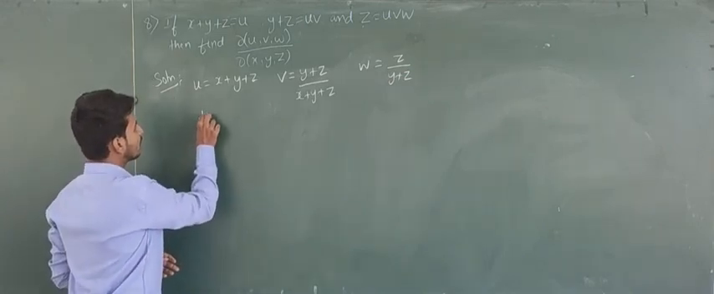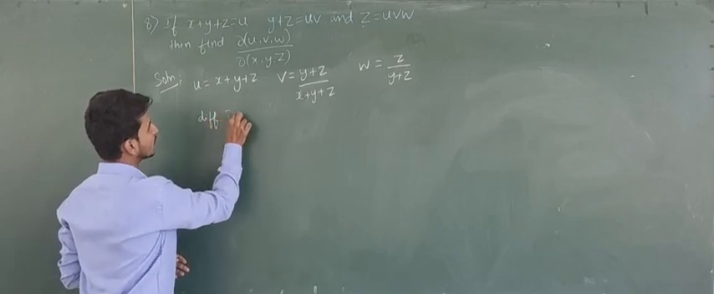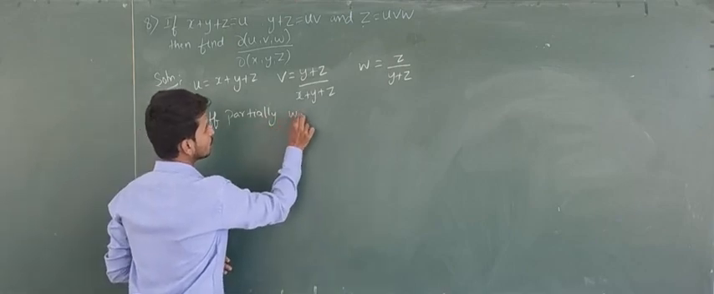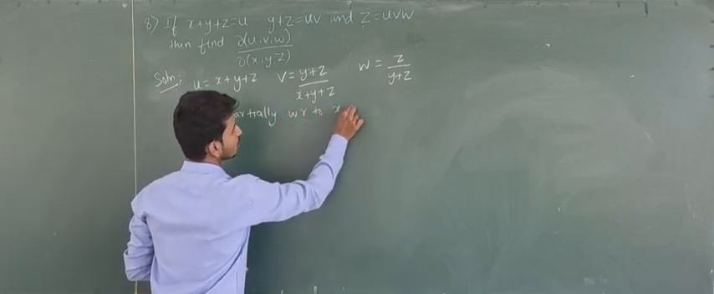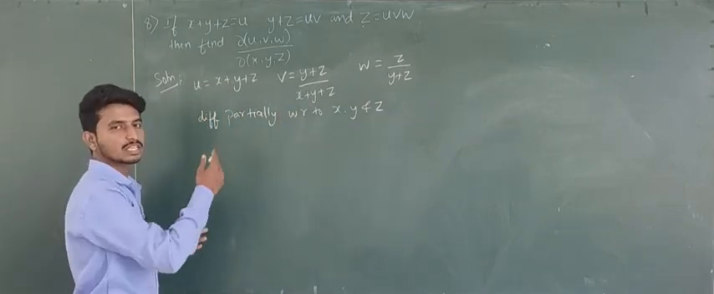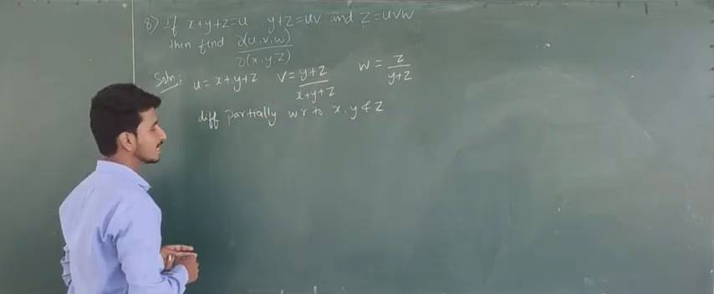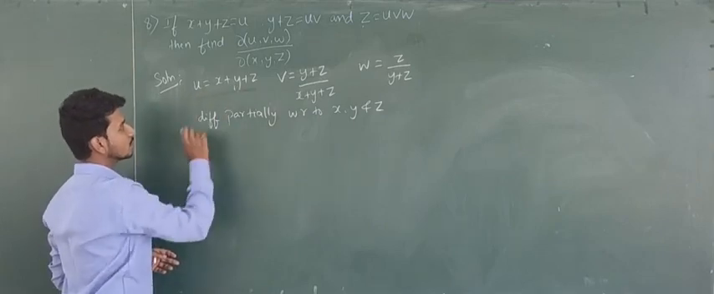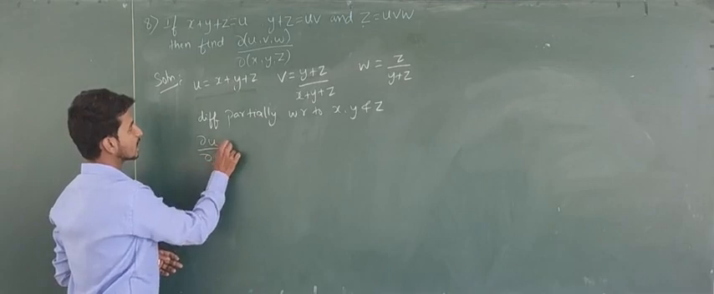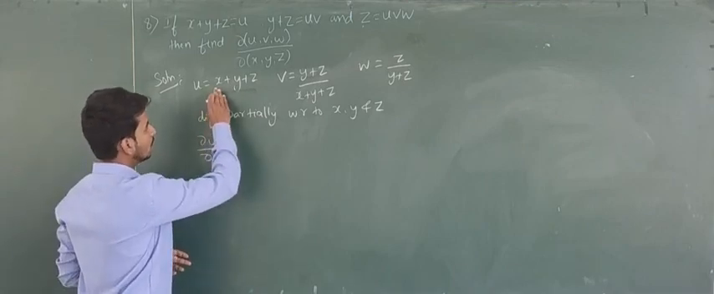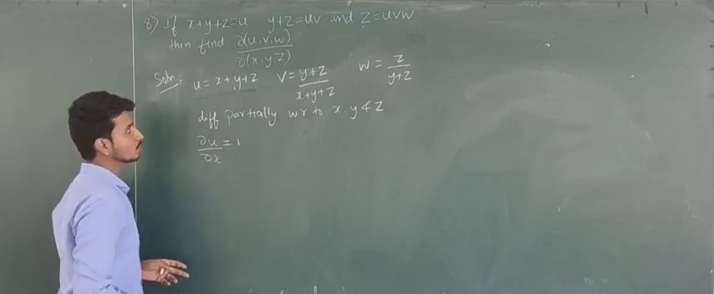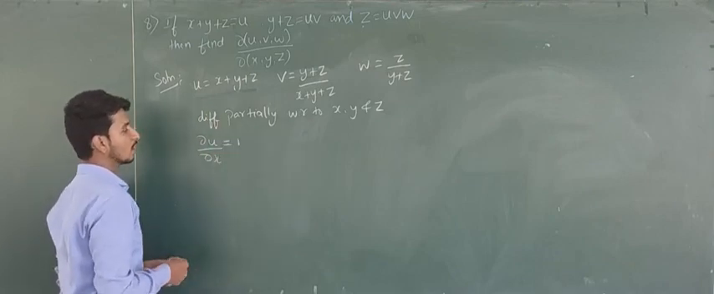We have to differentiate partially with respect to x, y and z. So first we differentiate this function with respect to x, that is dou u by dou x, which is equal to 1, since it is with respect to x. The remaining terms are constant, so they become 0.